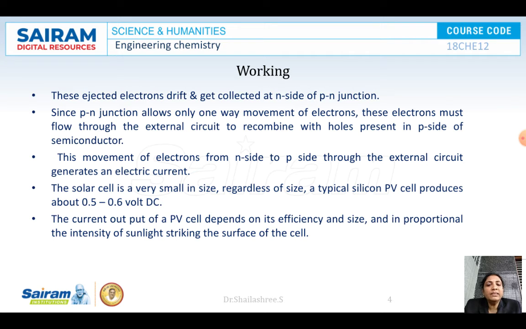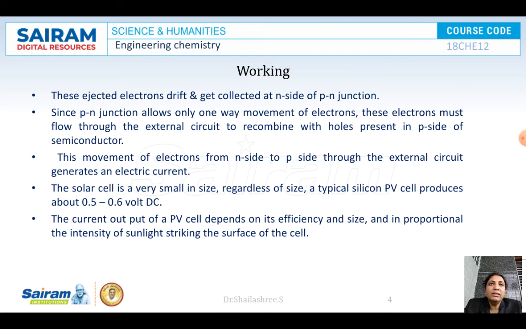Okay, and when this energy falls on the PN junction, electron and hole pairs are generated. Electrons are drifted and collected at the N-type region, and the holes are drifted and collected at the P-type region. And when these two are connected to a conducting device like a battery, the energy starts getting stored, and this liberated energy can be used for any domestic or other purposes.